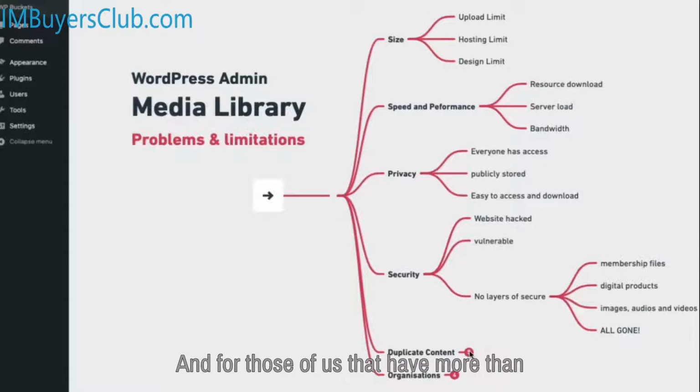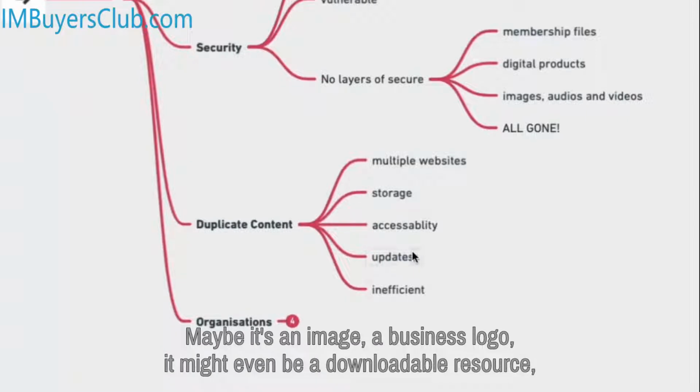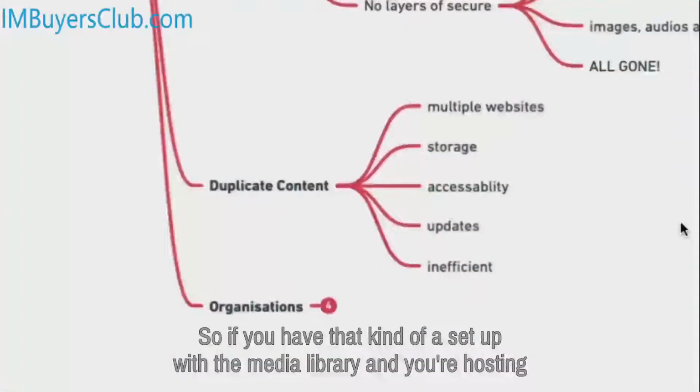And for those of us that have more than one website, it's quite common to have a particular file. Maybe it's an image, a business logo, or it might even be a downloadable resource, a white paper or something that you have on more than one different website. So if you have that kind of a setup with the media library and you're hosting your assets there, then it's going to be a nightmare if you need to make any kind of changes. You've got that at multiple different sites. It would be much better if we could have one place for those shared digital assets, and then you can update it or change it there, and automatically, like through a cloud, it'll be updated wherever that resource is embedded.